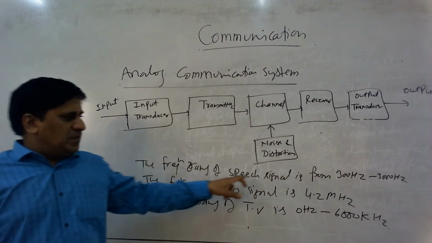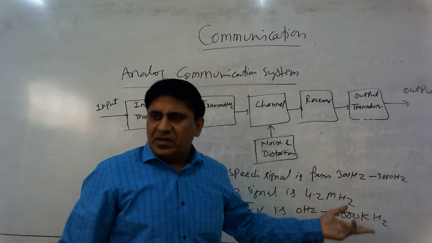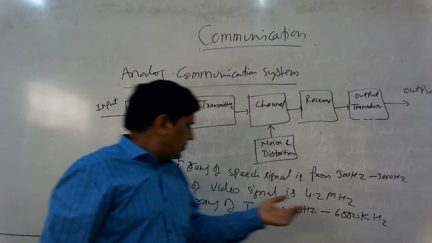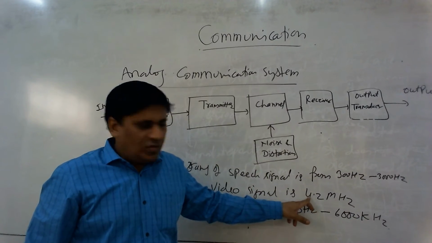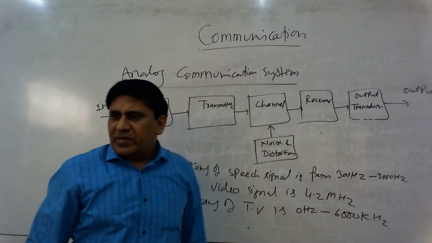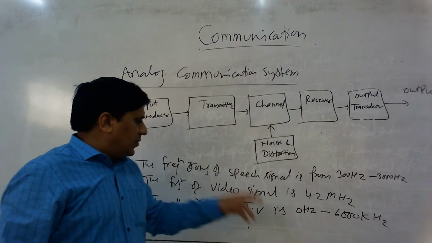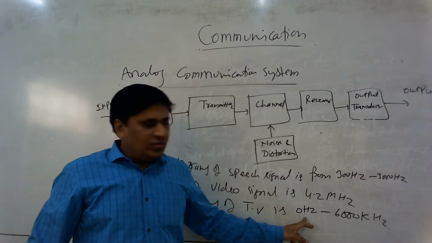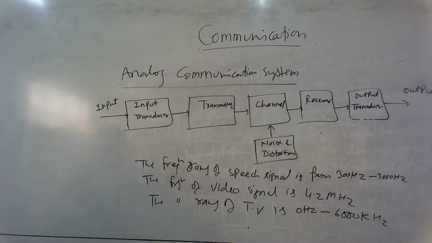Frequency range of speech signal is from 300 Hz to 3 kilohertz or 3000 Hz. The frequency of video signal is 4.2 megahertz. Mega means 10 to the power 6. The frequency range of TV is 0 Hz to 6000 kilohertz. So you should remember these types of parameters.